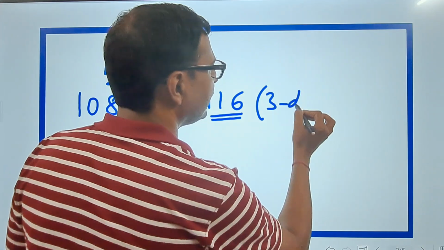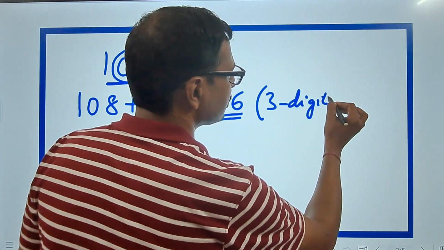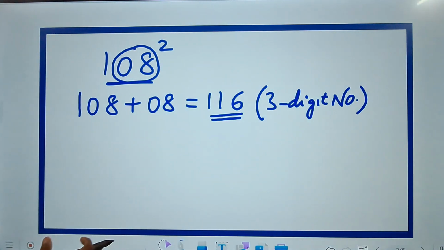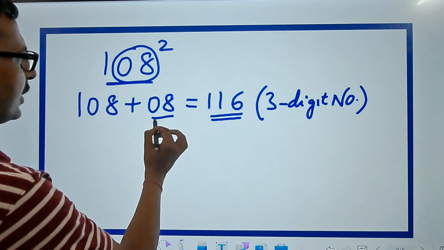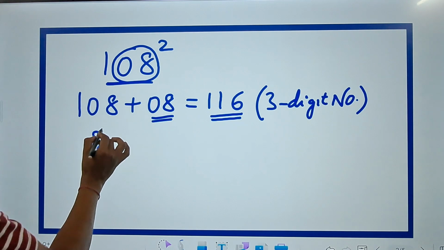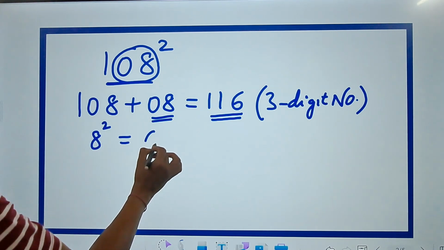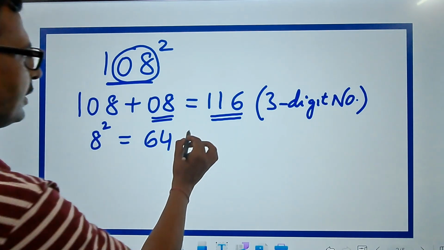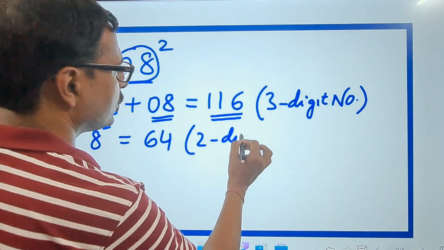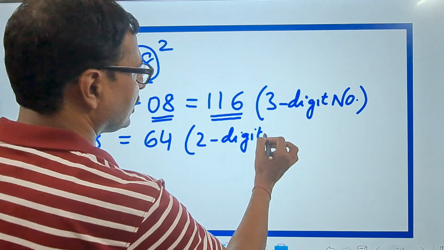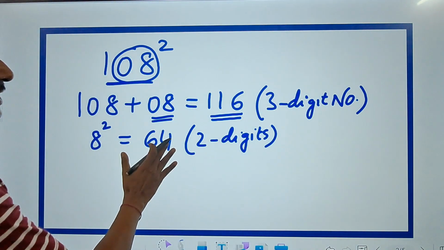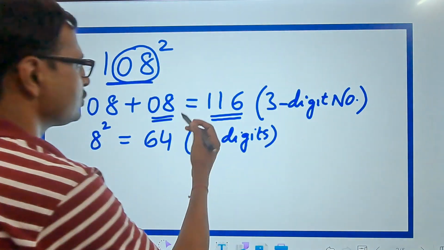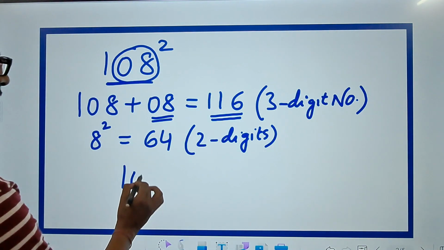a 3-digit number here. So we have to take the 3-digit number, and after that, what is the square of this number? 8 square. That's pretty easy, right? 64. Now this 64 happens to be a 2-digit number, and I have to take 2 digits here. If at all this square is a 3-digit number, then I have one more step to perform. So what do I do here is 108 square.